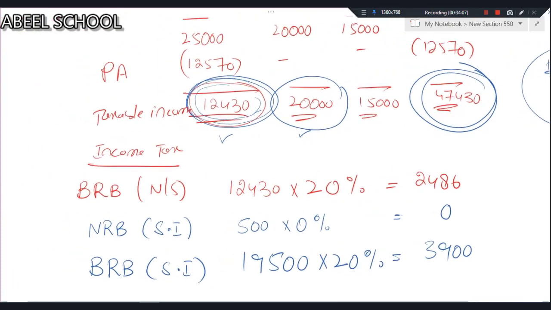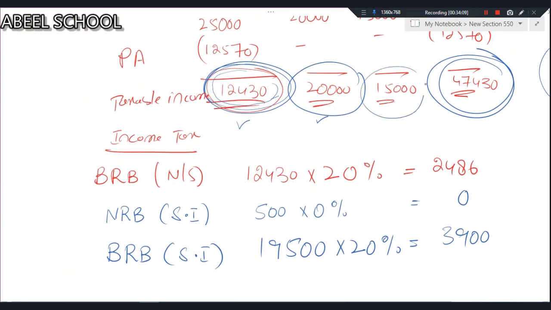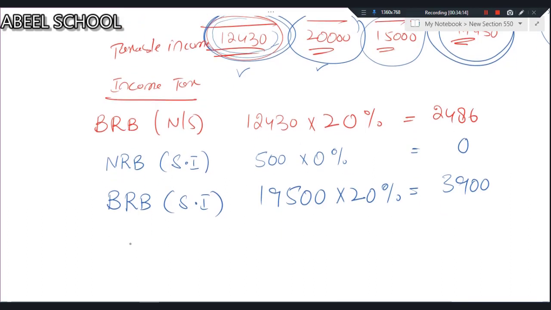So the dividend income amount is 15,000, but out of that 2,000 definitely falls in the nil rate band. Nil rate band dividend income, which is 2,000, where the applicable tax rate is 0%, so obviously 0.